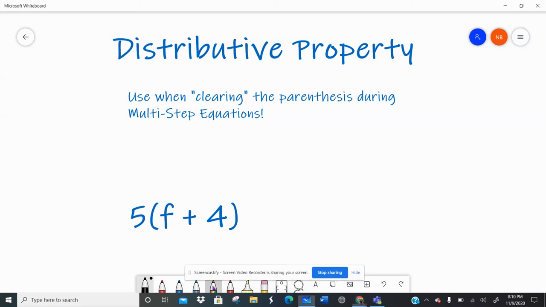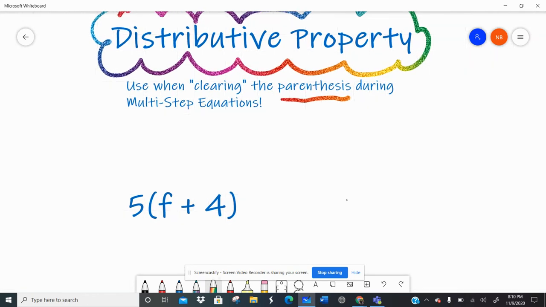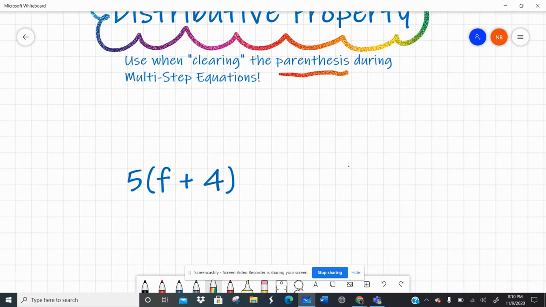We're going to talk today about the distributive property, and it is going to be super helpful when we're clearing those parentheses, right? Getting rid of the parentheses during those multi-step equations. So let's look at a couple examples together on how to use the distributive property.